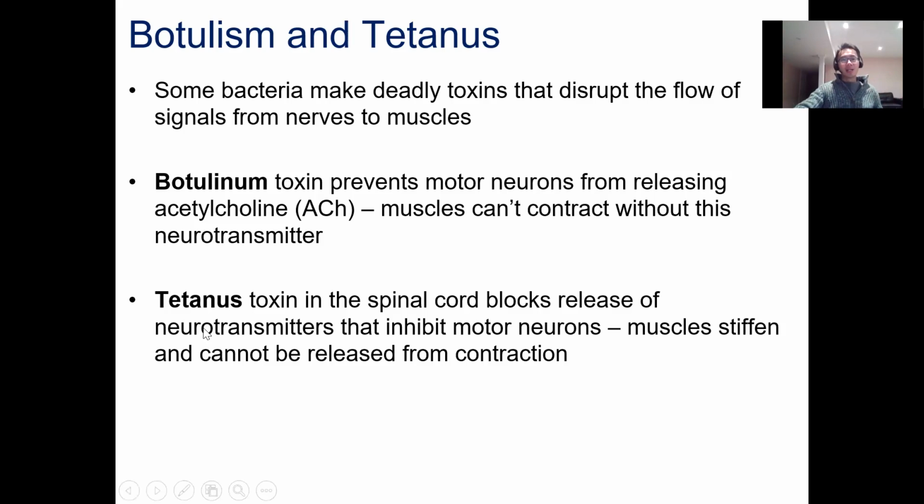And what happens is the tetanus will stop that. And so the muscle will be stiffened and it cannot release from contraction. Okay, so tetanus is also called locked jaw, right? Because the person is stiffened up, they cannot move at all.